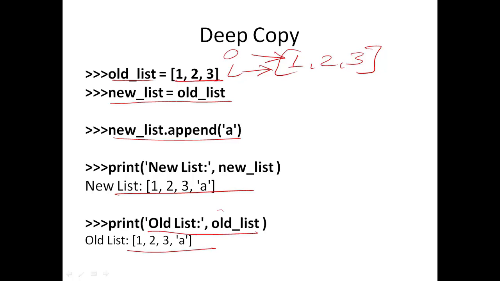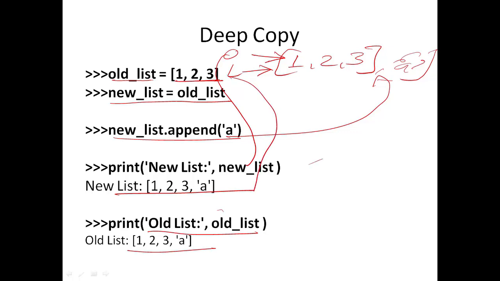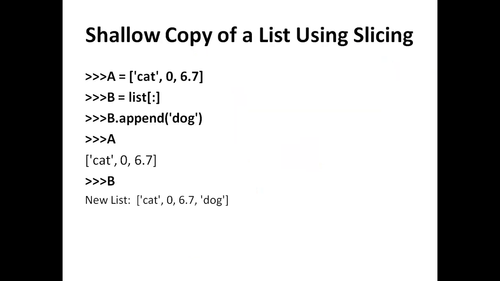So if I append a new element A here, it will be added at the last of the list, and if we use old list or new list for printing, we will get the same answer. So this type of assignment of one list into another list is called deep copy.